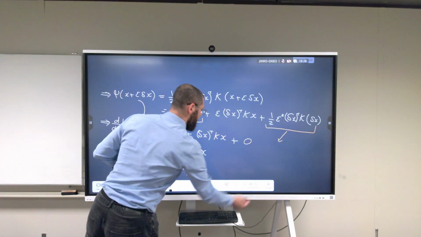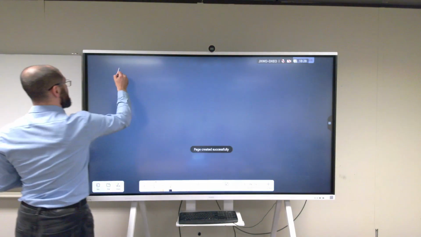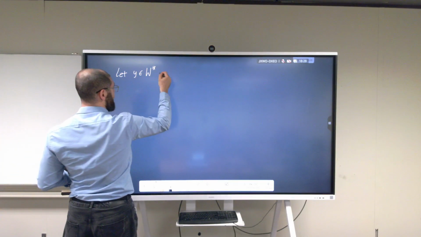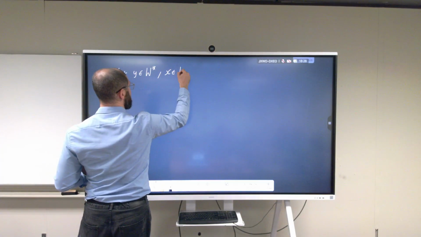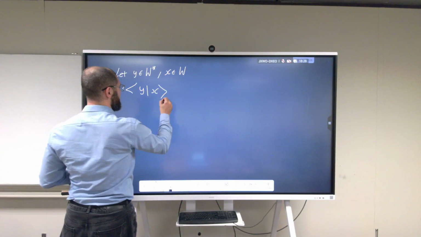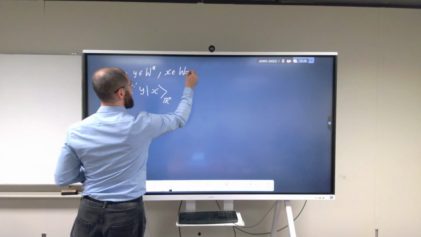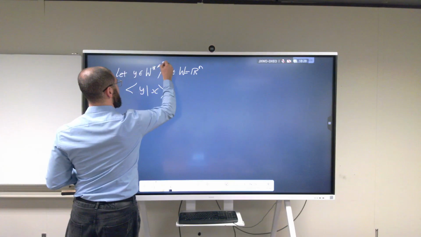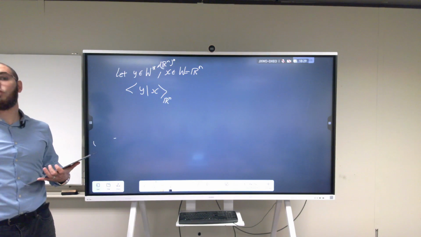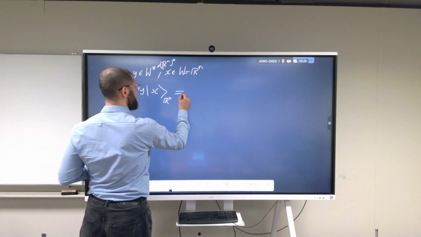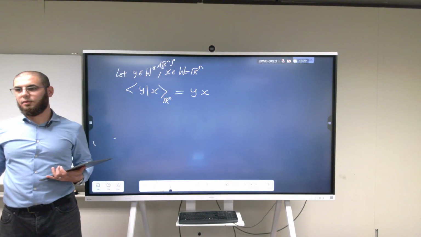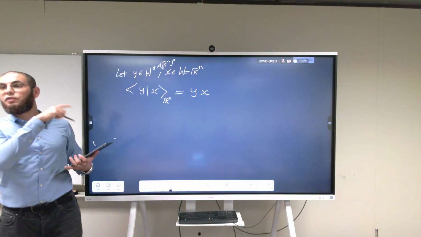If I ask you, let y be in the dual vector space, and x be in this vector space, how does this look like? This is, of course, Rn, and this is Rn star. How do you compute it? If y is a covector, this is equal to y x. There's no dot. This expression, we've seen it before, right?